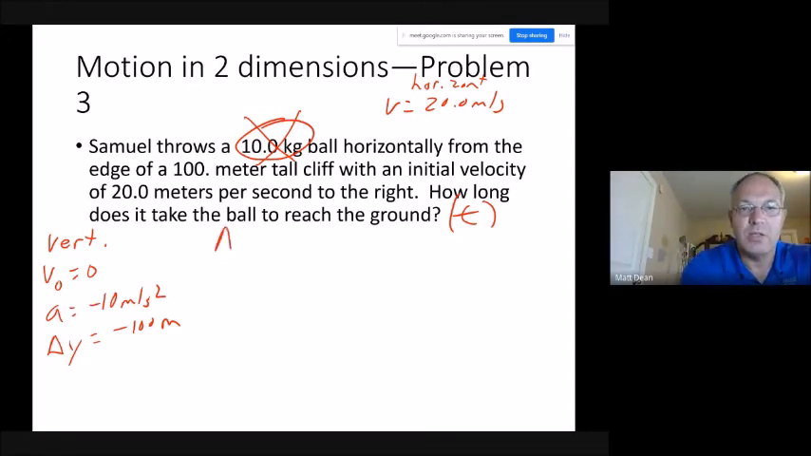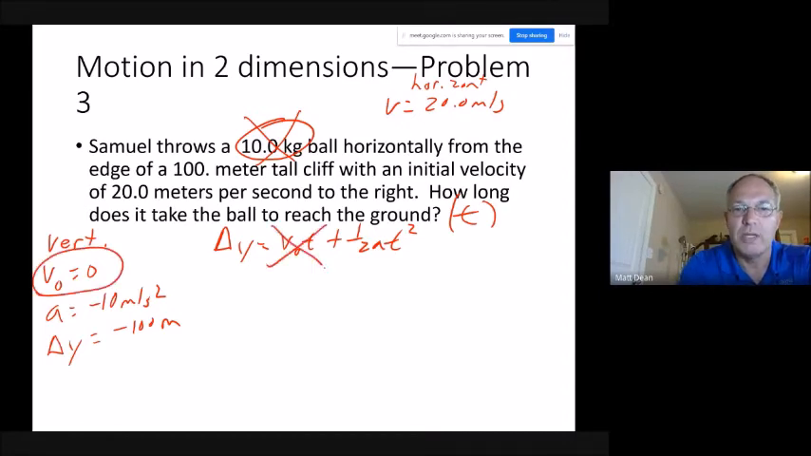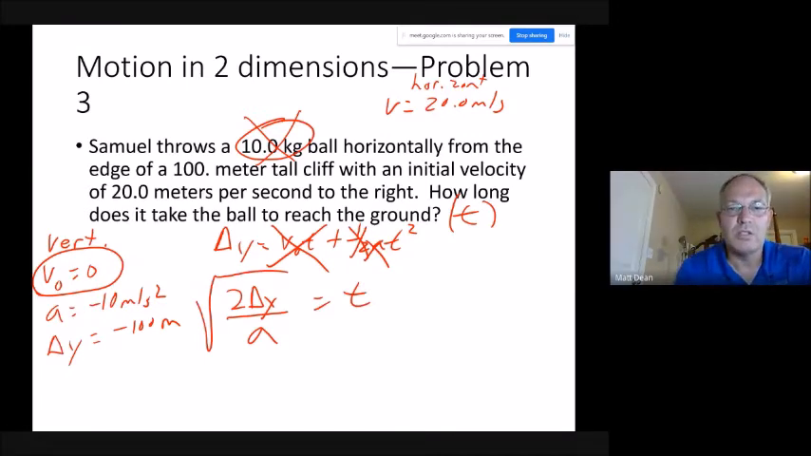So we can use vertical pieces to find time. And the easiest way to do that is to use this kinematic equation. Delta y equals v0t plus 1/2 at squared. Just like we did last time, we're going to solve this for time, remembering that the initial vertical velocity was 0. So this whole piece goes away. Multiply both sides by 2 to get rid of this 1/2. Divide both sides by a to get rid of that. And then take the square root of both sides to get rid of the t squared. So that's our equation solved for time.